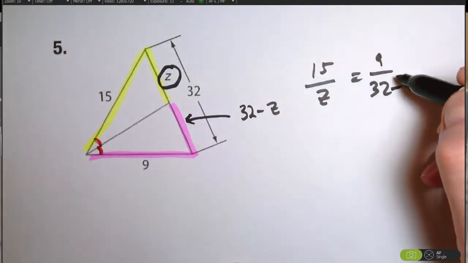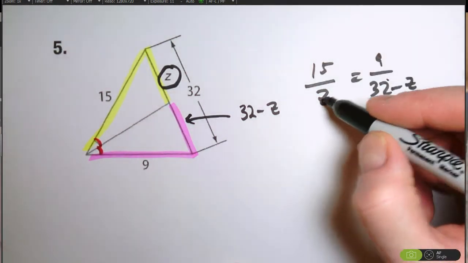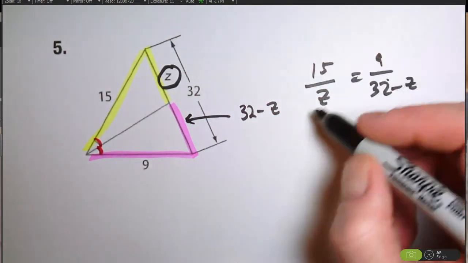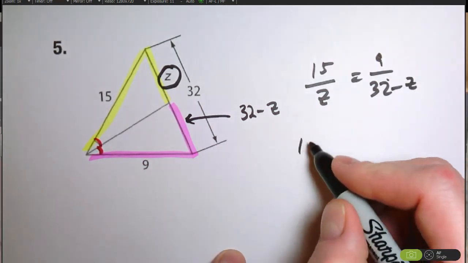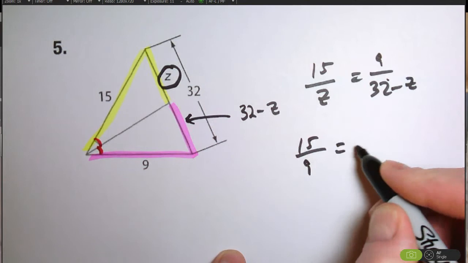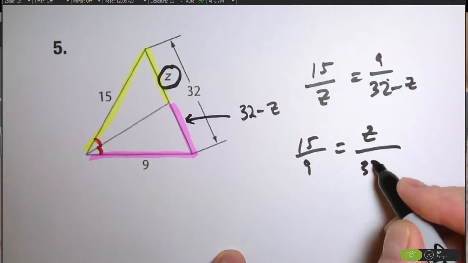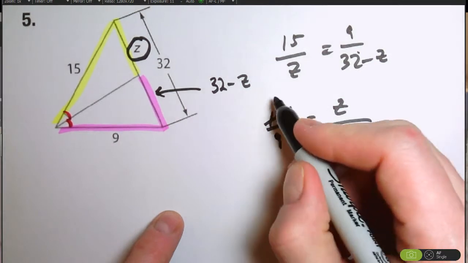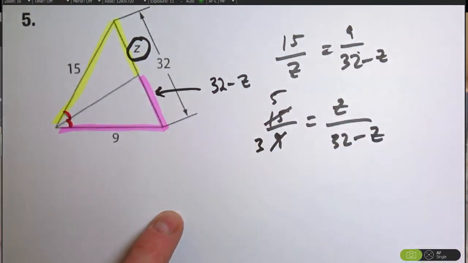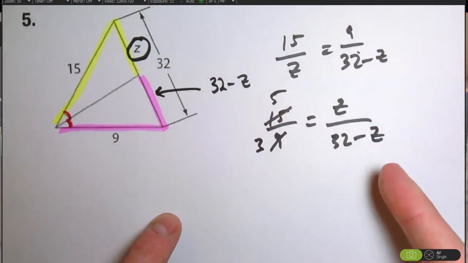But what you can do is you can swap these. You can swap the z and the 9. You can't cancel them, but you can swap them because you'd still get z times 9. And what that gives you is then 15 over 9 equals z over 32 minus z. And that's nice because 15 and 9 reduce to become 5 and 3.